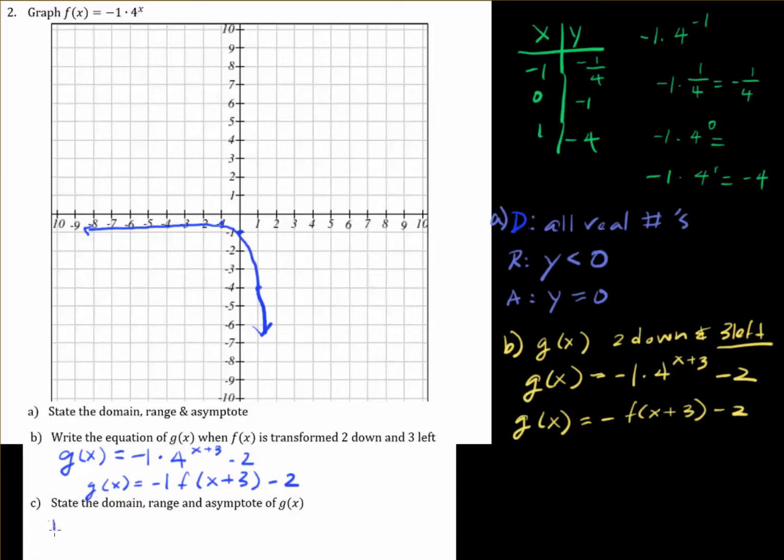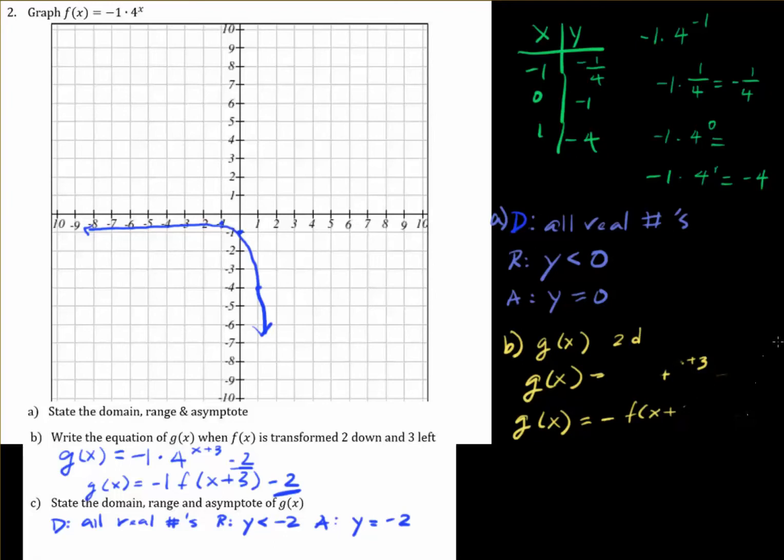And then the domain of g of x is all real numbers. The range is y is less than, remember guys, it reflected over the x-axis. That was the parent function. Then -2, because it moved down 2. We moved down 2, and so my asymptote changed to y equals -2. Now I was asked to graph this. Let's go ahead and erase that part.